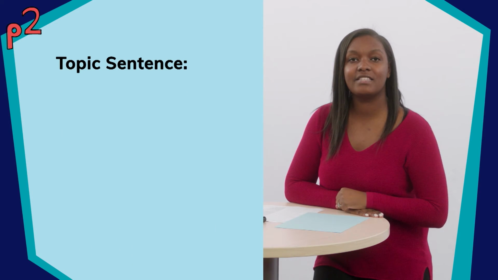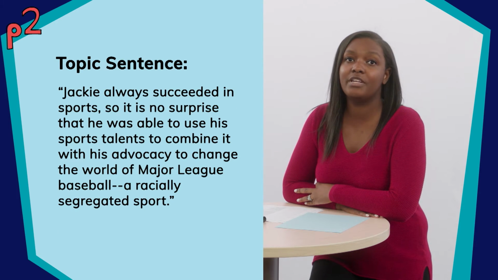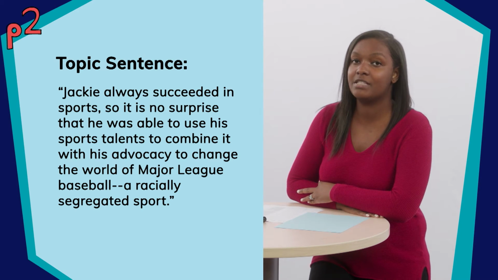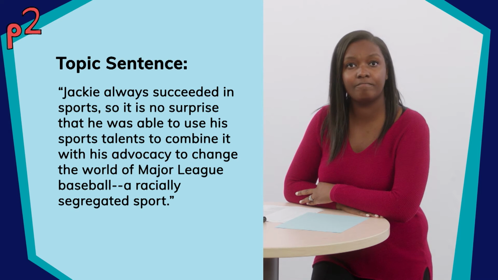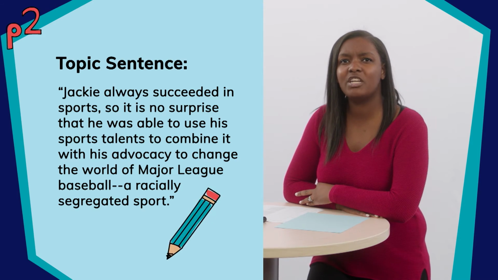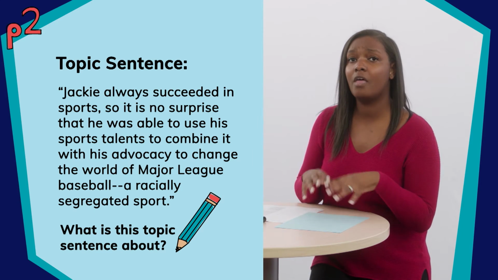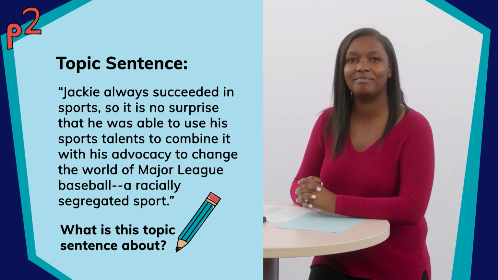That's right. Let's start by rereading the topic sentence to determine what the author deems most important. Here we go. The topic sentence, the first sentence, says, Jackie always succeeded in sports, so it is no surprise that he was able to use his sports talents to combine it with his advocacy to change the world of Major League Baseball, a racially segregated sport. So friends, I want you to take a moment to jot down on your paper, what is this topic sentence telling us about what the author deems most important in this paragraph? And I'll do the same. Go ahead and jot it down.